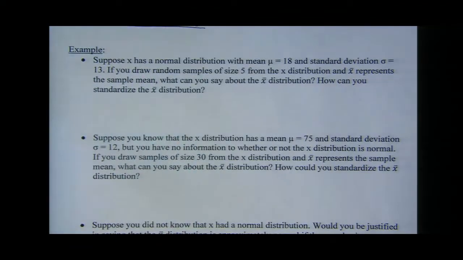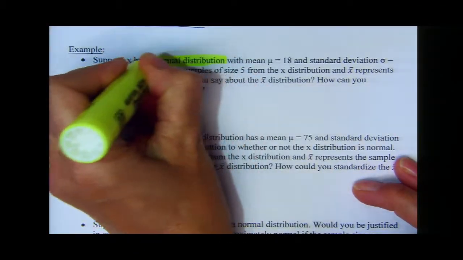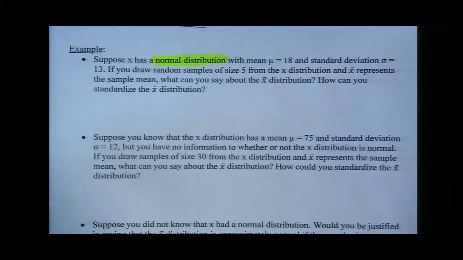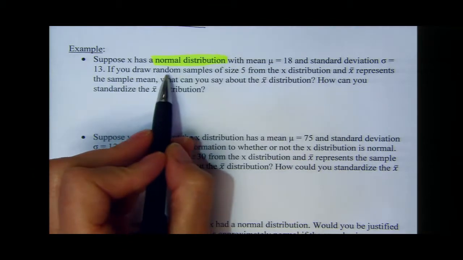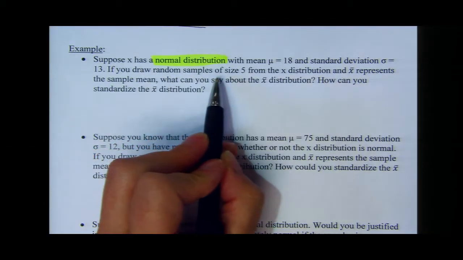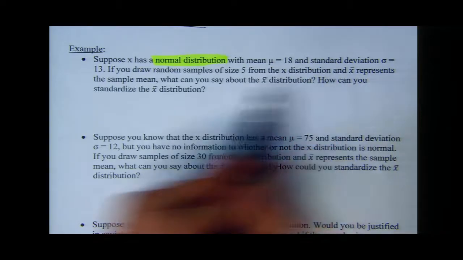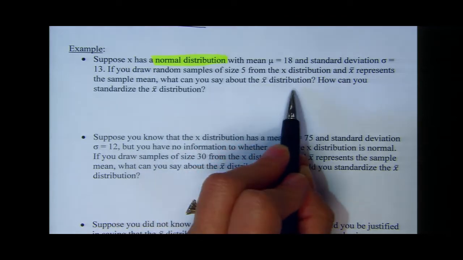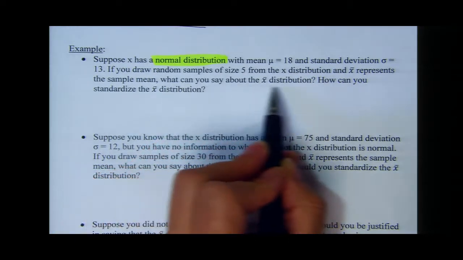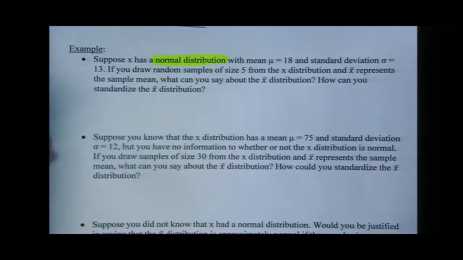Suppose X has a normal distribution with a mean of 18 and a standard deviation of 13. If you draw a random sample of size 5 from the X distribution and X bar represents the sample mean, what can you say about the X bar distribution? It's just saying, can you say it's normal or not? And how can you standardize the X bar distribution?